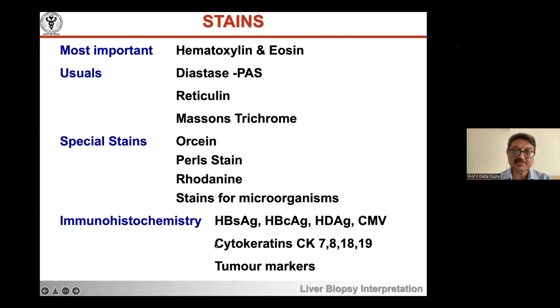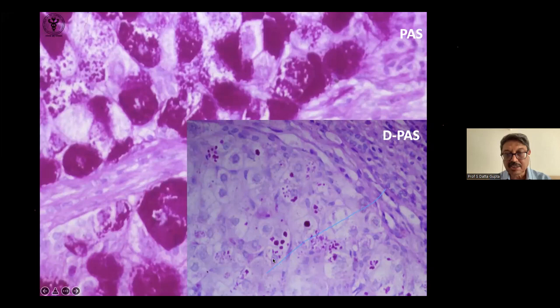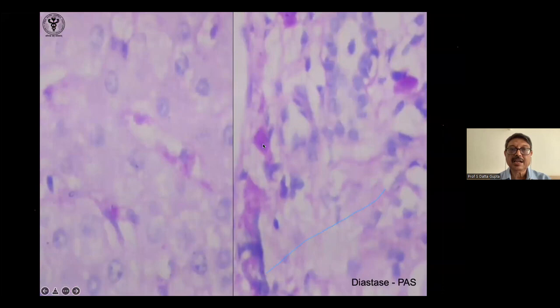So this is a PAS. We do a diastase PAS because the liver is rich in glycogen. When you do a PAS stain, a periodic acid Schiff, it will stain the entire thing. So when you do a diastase PAS, it removes the glycogen. This is an alpha-1 antitrypsin deficiency. These are the alpha-1 antitrypsin bodies which are positive here, right? So that's why we do a diastase PAS. Diastase PAS stain is also done to study lipofuscin. These are Kupffer cells with lipofuscin pigment, and this can be seen when you're recovering from hepatitis.